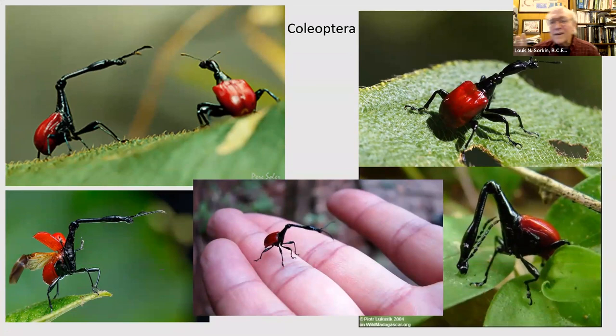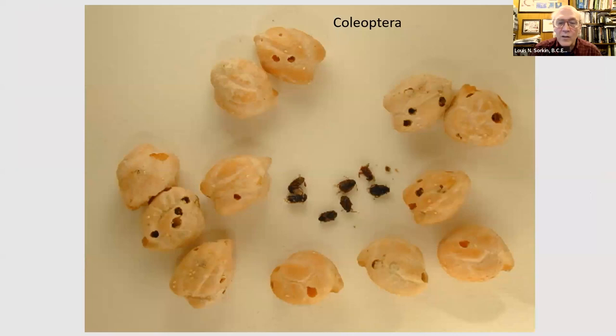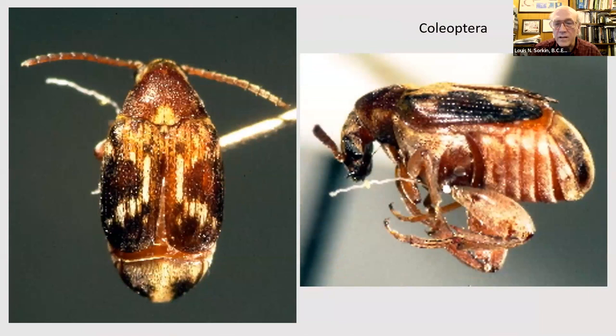I'm going to run through more of these faster. Just to show you various kinds of beetles, dermestid beetles here with the larvae feeding on carrion. We have what were called seed weevils, are not really weevils. These are chrysomelid beetles, actually. And you could see these very much enlarged hind femora.